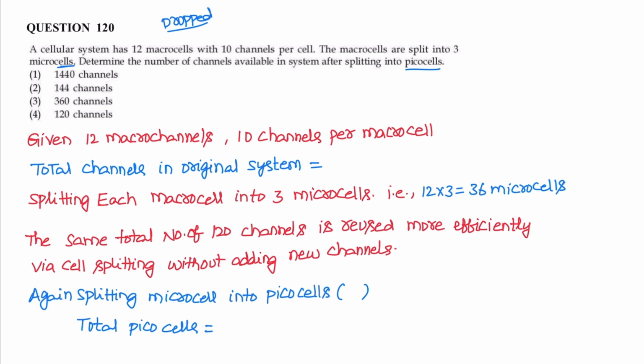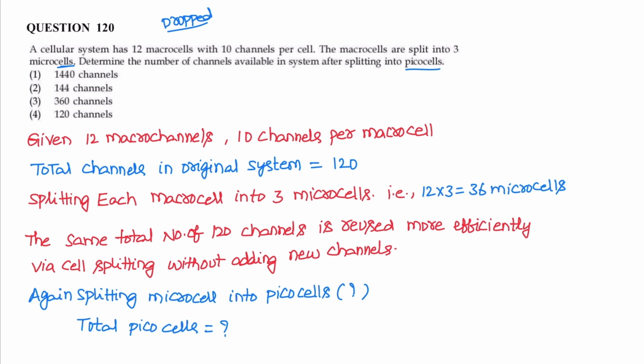Given 12 macro cells, 10 channels per macro cell. Therefore, total number of channels in the original system is 12 into 10, that is 120 channels. Now splitting each macro cell into 3 micro cells, that is 12 into 3, that is 36 micro cells. The same 120 channels are reused more efficiently via cell splitting without adding new channels. Again splitting microcells into picocells. Here the number is not mentioned.